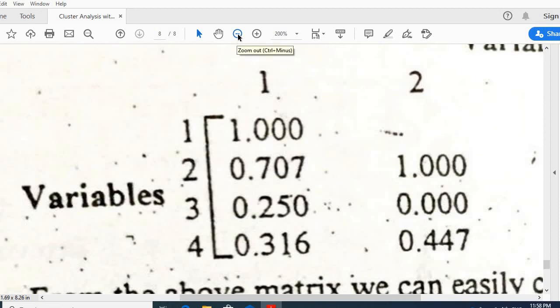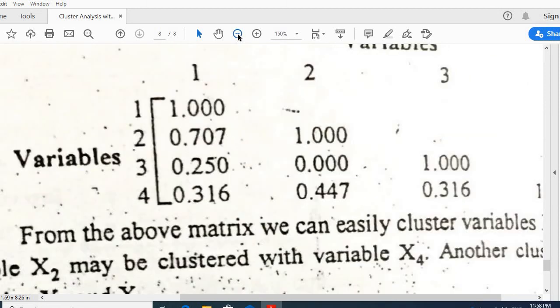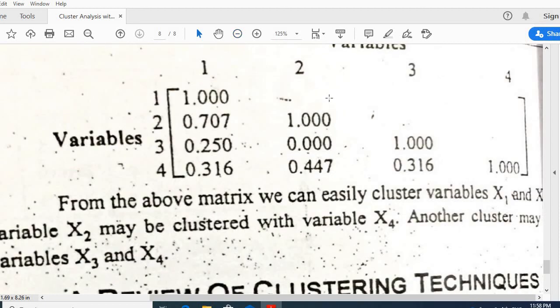Please see the details in the PDF file which I will share with you. The matrix of the correlation coefficients between variables 1, 2, 3, 4 with respect to the 4 subjects is given here. Please try to understand. Hope it is clear.